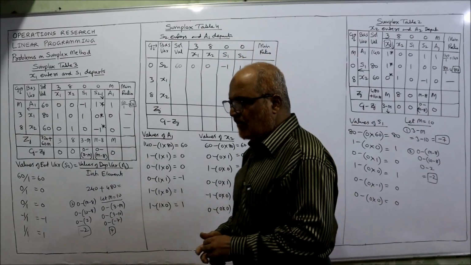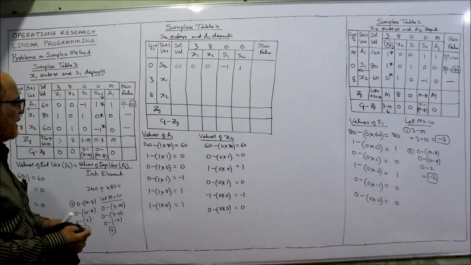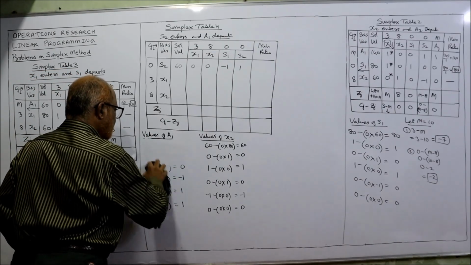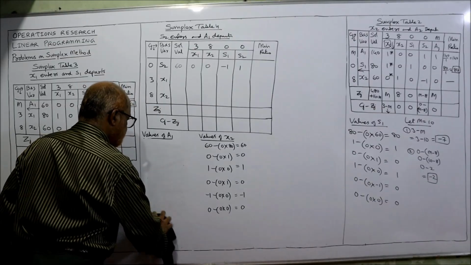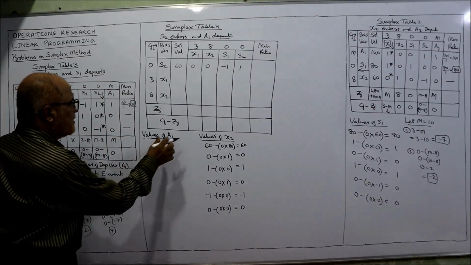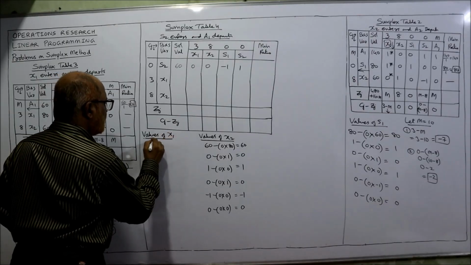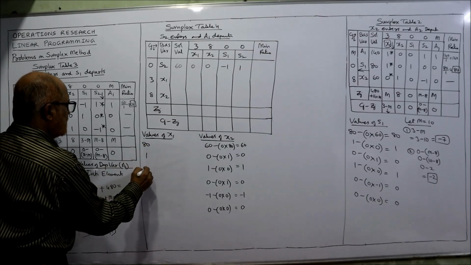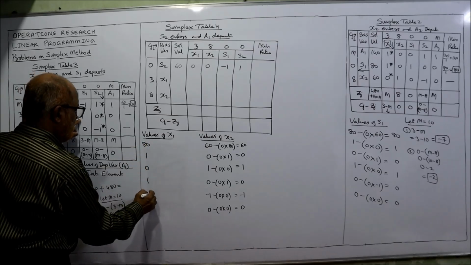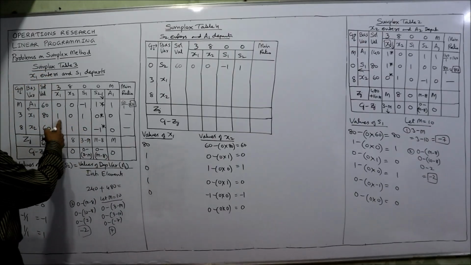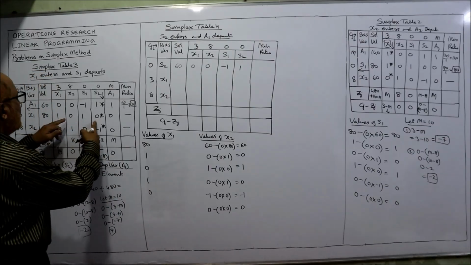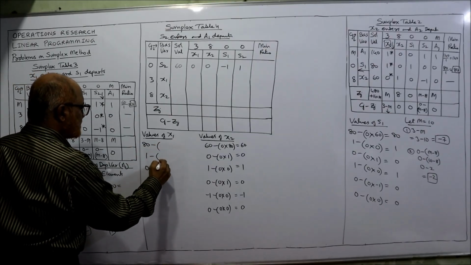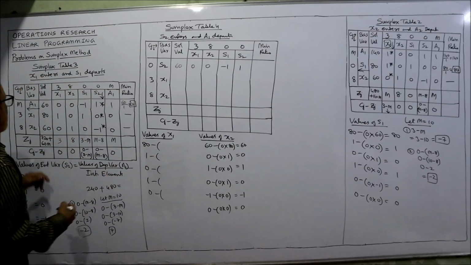Now we need to calculate the values of the other variable, X1. So I am writing the values of X1. The old values of X1 are 80, 1, 0, 1, 0. That's it. 80, 1, 0, 1, 0, divided by, minus. What is the intersectional element of X1?